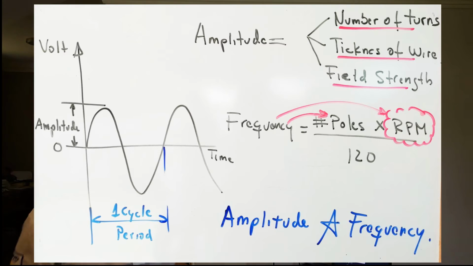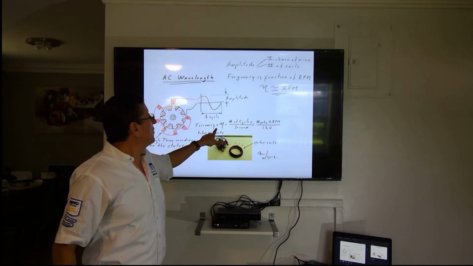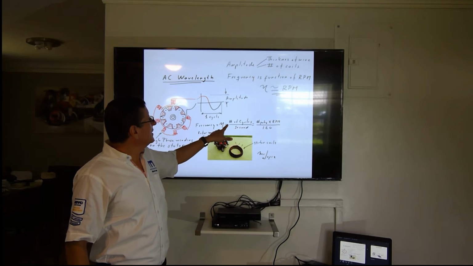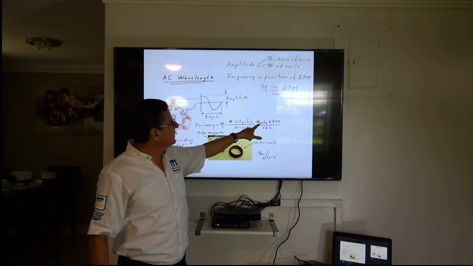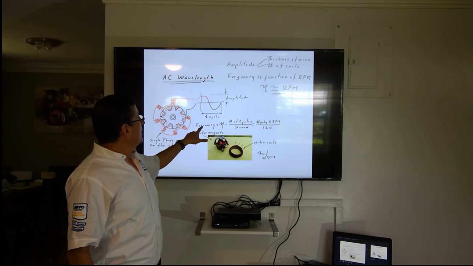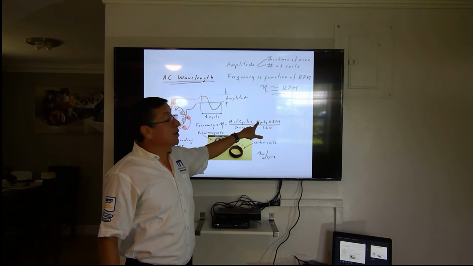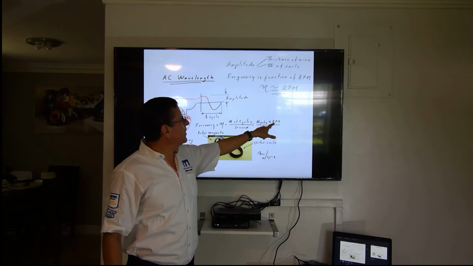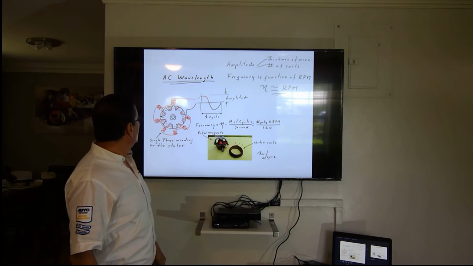For that reason, the formula for the frequency is the number of poles times the RPM divided by 120. The frequency is equal to the number of poles times the RPM, divided by 120.